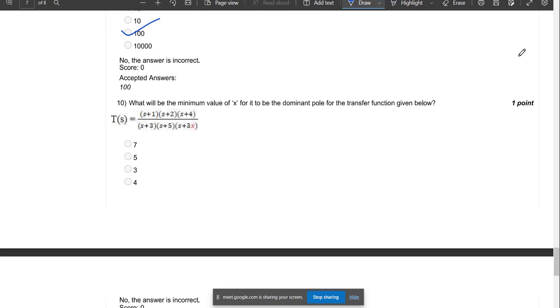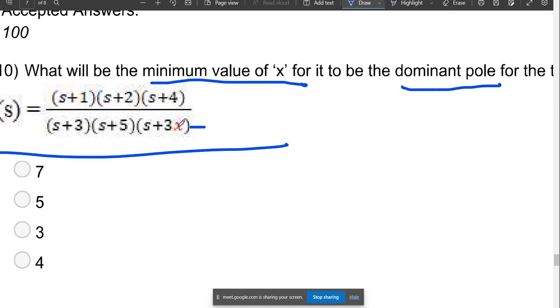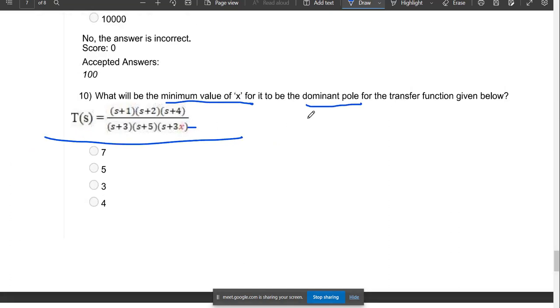Let's solve another question. What will be the minimum value of x for it to be a dominant pole for the transfer function given below? So this is the transfer function given to us. Now what will be the minimum value of this x for it to be a dominant pole of the transfer function?